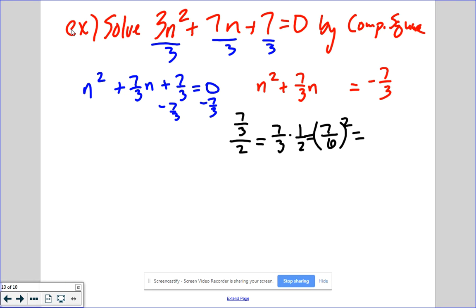Well, how do I square a fraction? You just square the top and square the bottom. So what's 7 squared? What's 6 squared? And I add that to both sides. Okay? Questions so far?